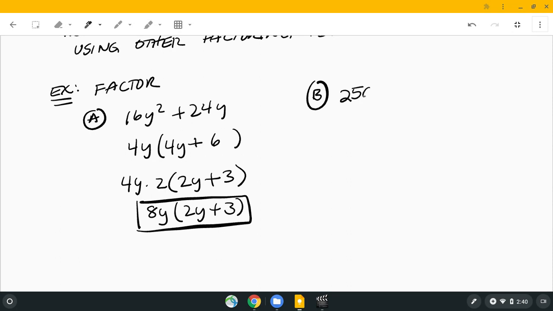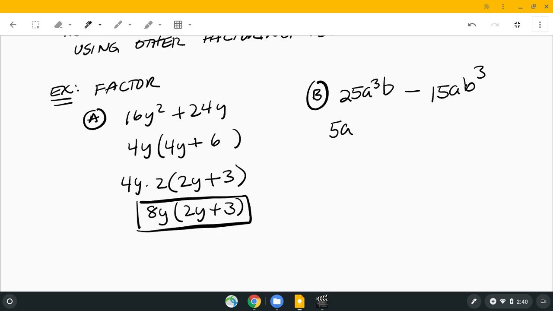25a cubed b minus 15ab cubed. Okay, let's start with the numbers, 25 and 15. They have 5 in common, so we're going to factor out a 5. If we look at this, they both have an a, at most 1, because this only has 1, but that one has 3. So we can only factor out 1 because we're looking for common factors.